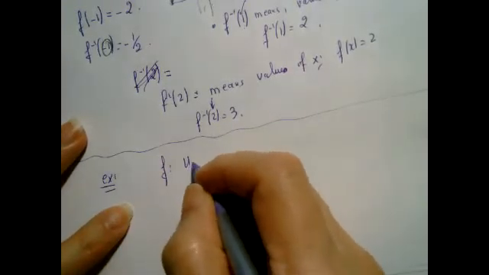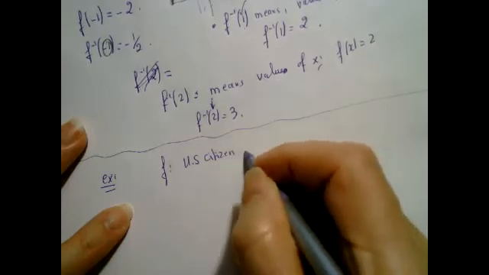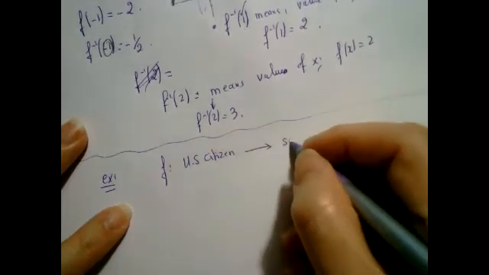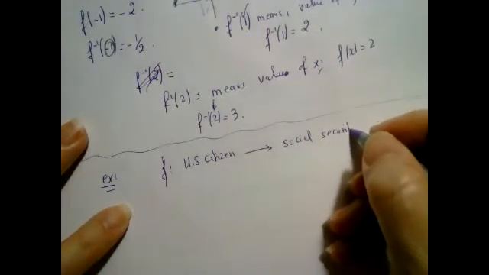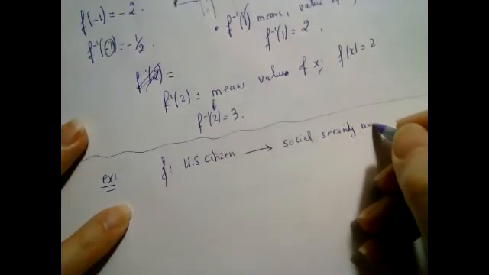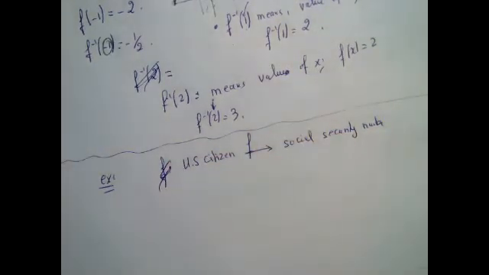assigns to every US citizen, so that's my assignment, I'm going to write in words, the social security number. We assume, of course, every US citizen has a social security number. So let me write f here. So f is a function, you give it the name of the citizen. Imagine you have a computer program, you input the name of the US citizen, and the computer program will spit out the social security number.